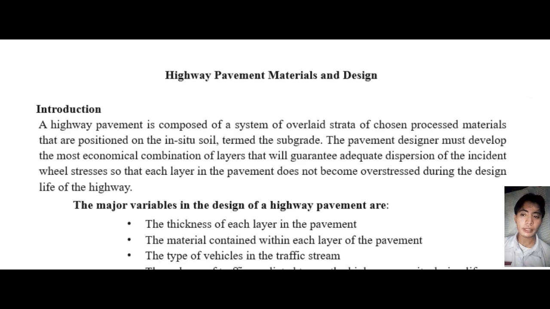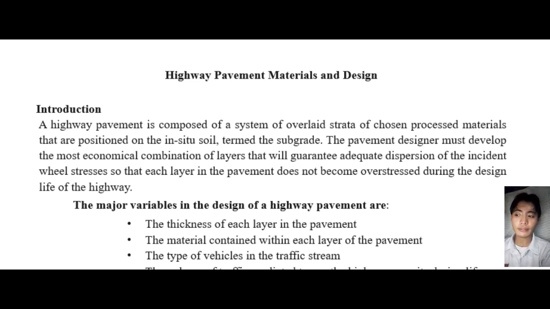So this group will be discussing highway pavement materials and design. So we will know about the materials and design that are used in making pavements in the highways. Starting with the introduction, a highway pavement is composed of a system of overlaid strata of chosen processed materials that are positioned on the in situ soil, which is termed the subgrade.